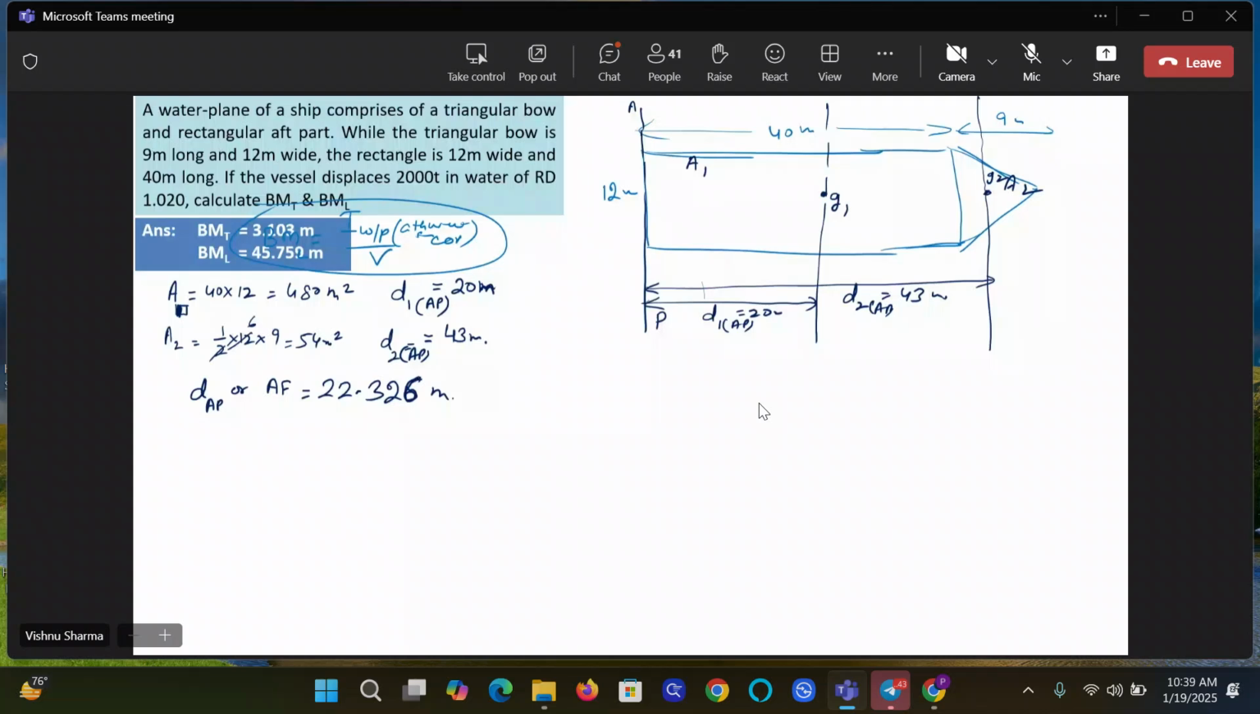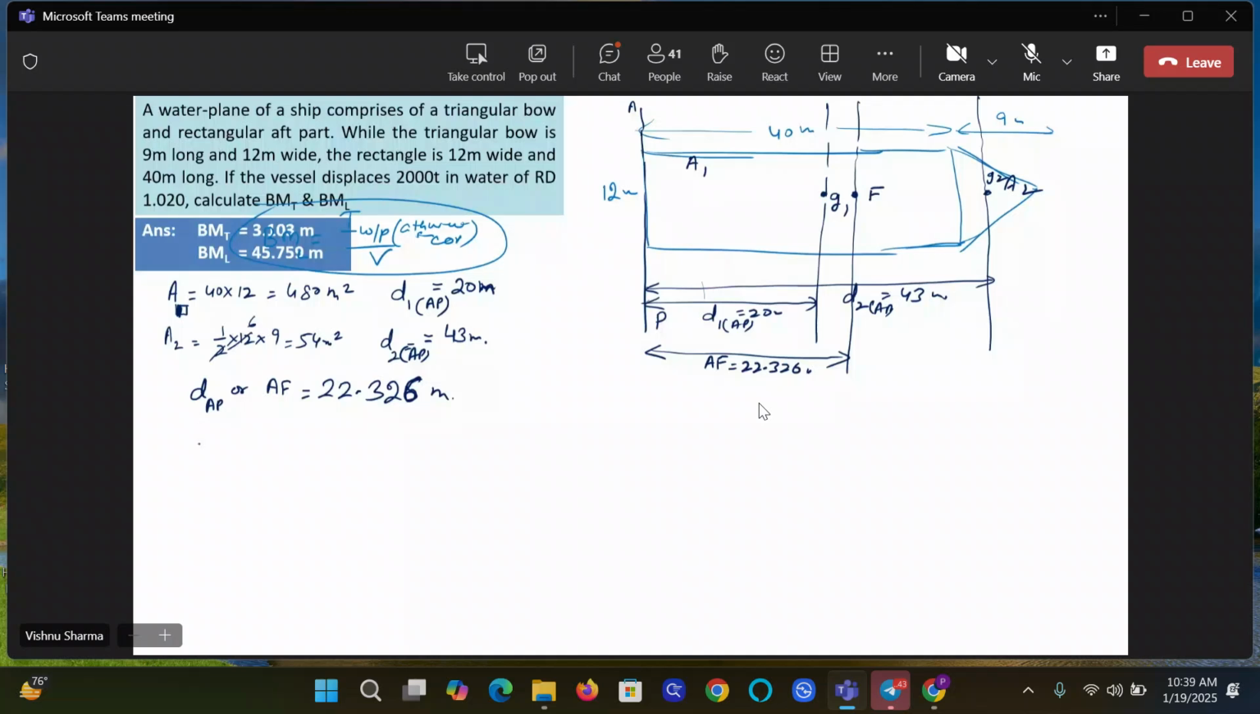Okay, everybody knows how it has come. So I'm continuing further. Now you have AP. Now I'll mark the center of flotation. Where is it? It is somewhere forward of it, here. And what is this distance, guys? This distance is your AF of 22.326.